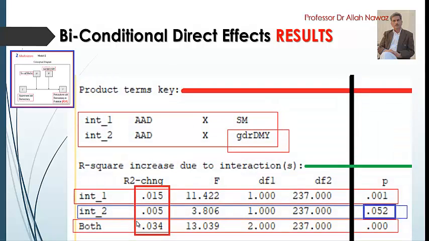Next output is about the product terms key. Interaction 1, as we have already discussed, refers to the multiplication of the X variable, awareness about democracy, multiplied by social media, and the second interaction term working as a variable in this process analysis is the X variable multiplied by gender.